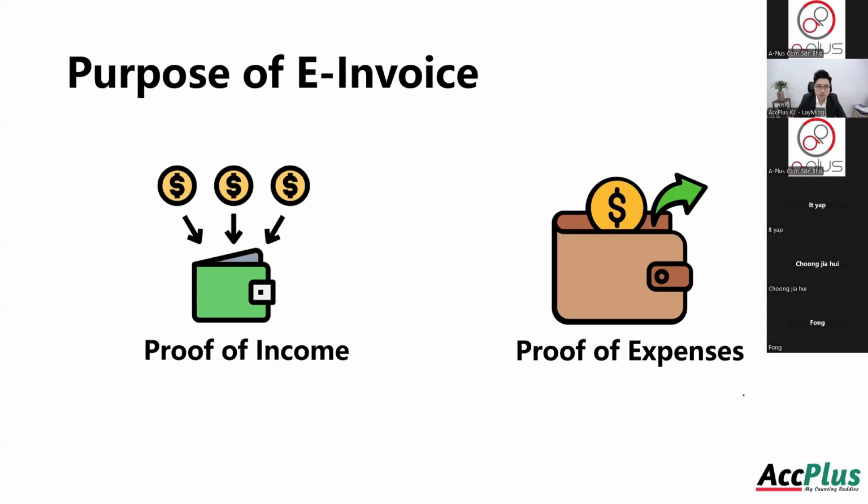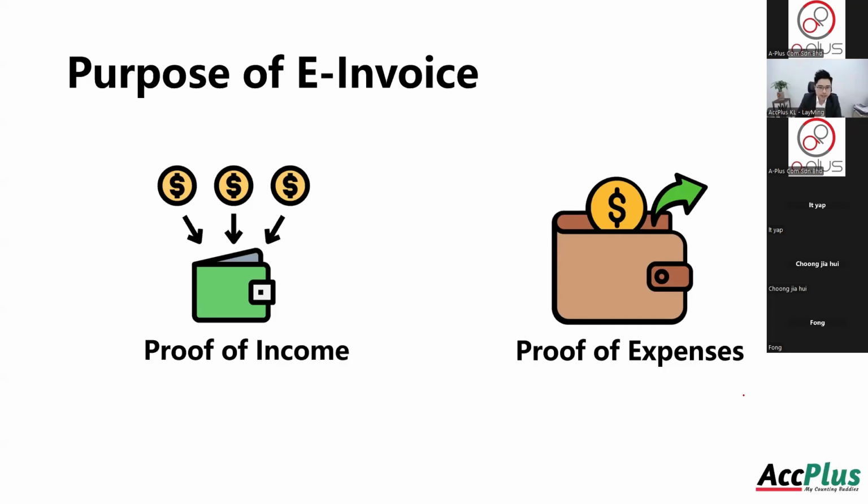But at the same time, if you are the customer and you get the e-invoice from your supplier, it means the proof of expenses. Actually, the most important thing about the e-invoice is not the proof of income, it's the proof of expenses. Because in the guideline, after the e-invoice is implemented, if you want to get the tax deductions, you have to use the e-invoice.